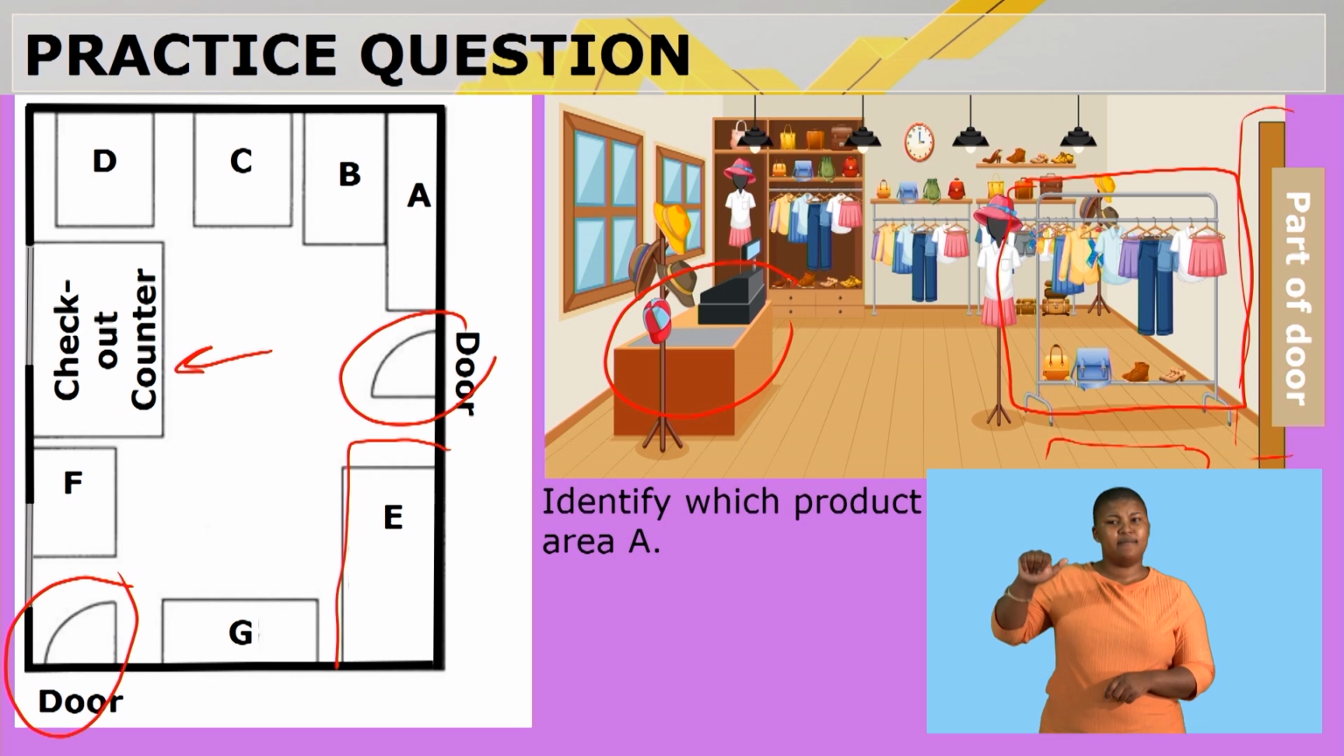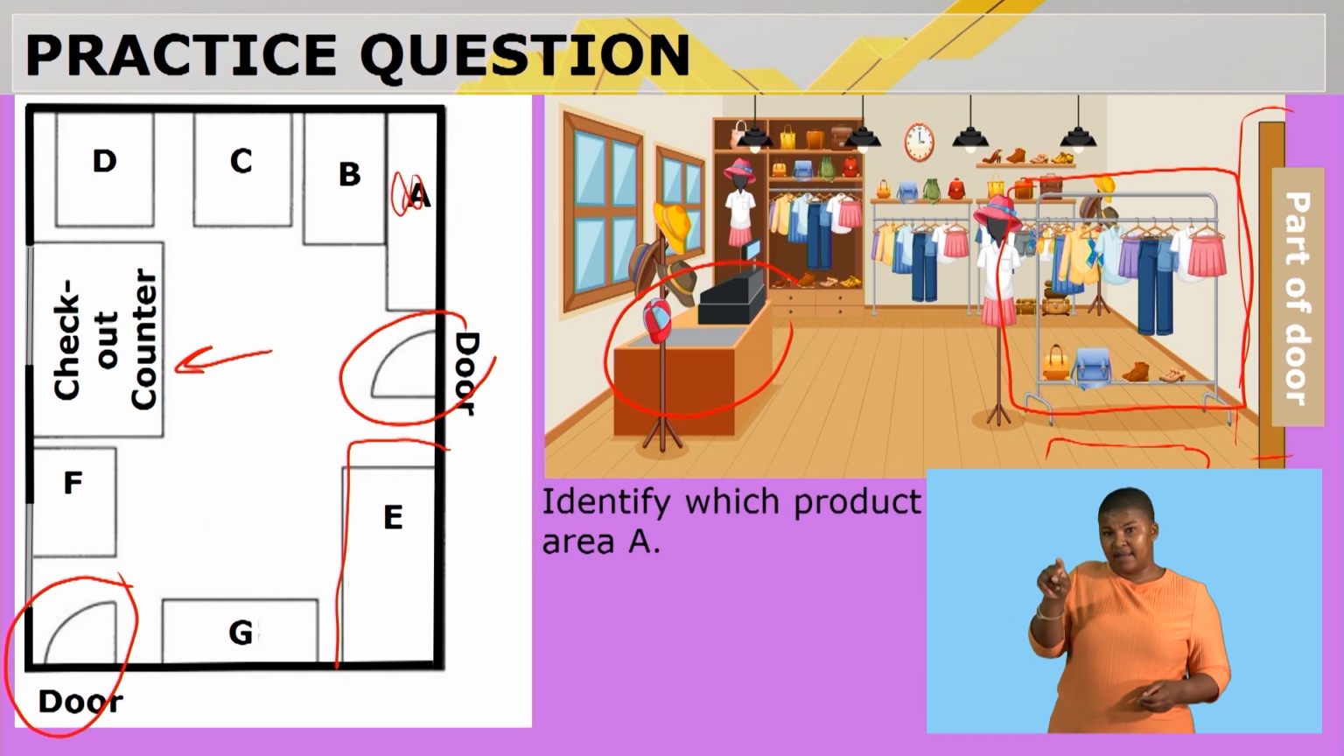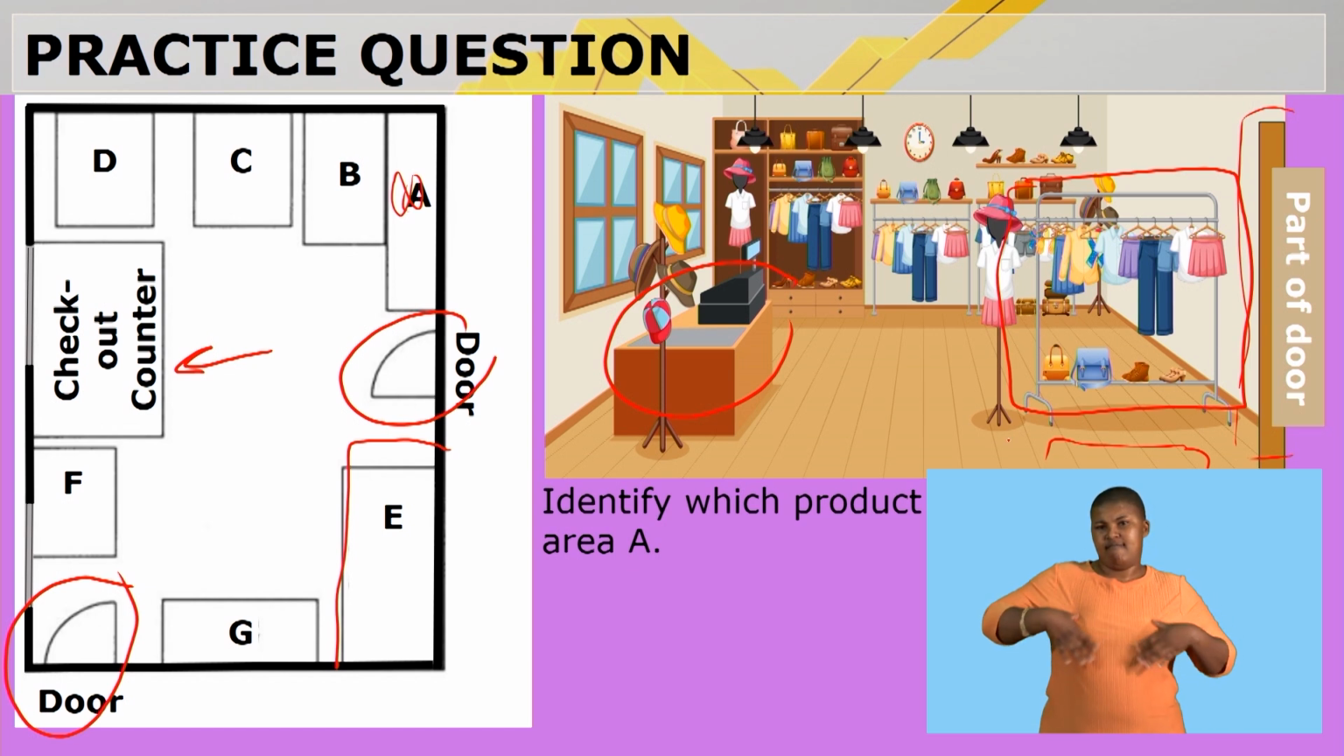So, identify which product is displayed in area A, that is this area, directly behind the door, and that is a clothing rack and a mannequin, and that displays pants, shirts, skirts, bags, and shoes that will go together.